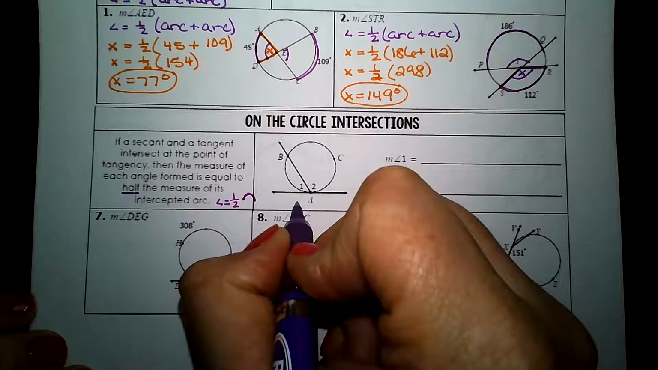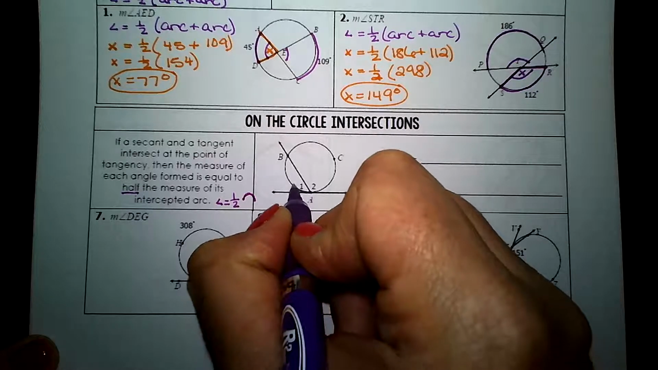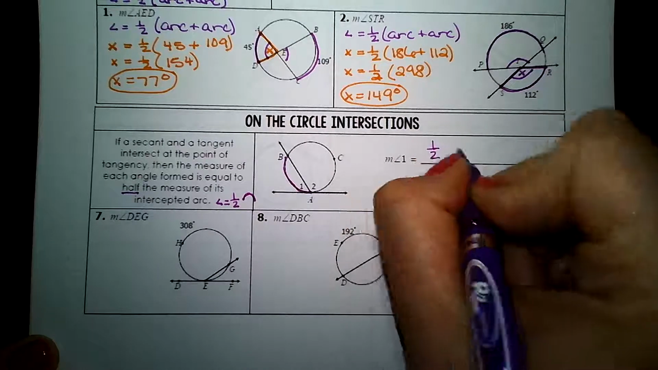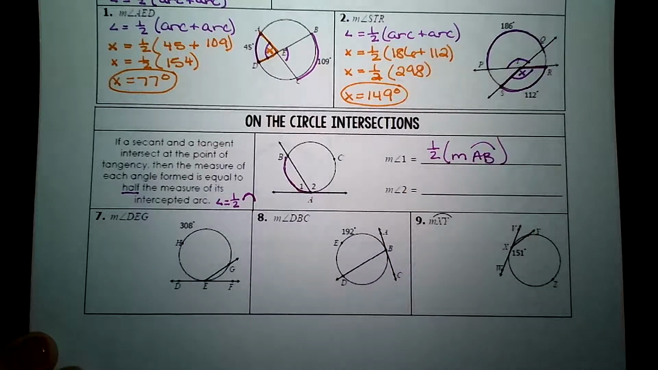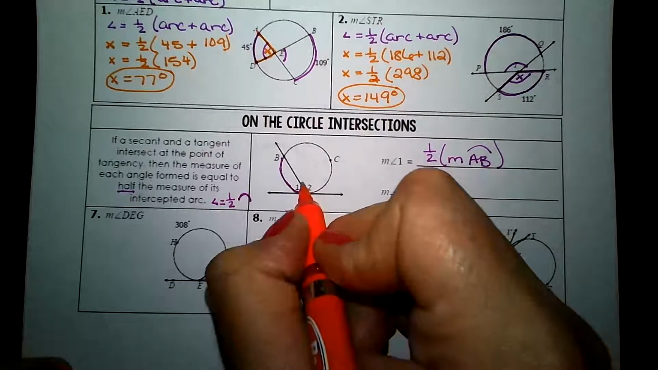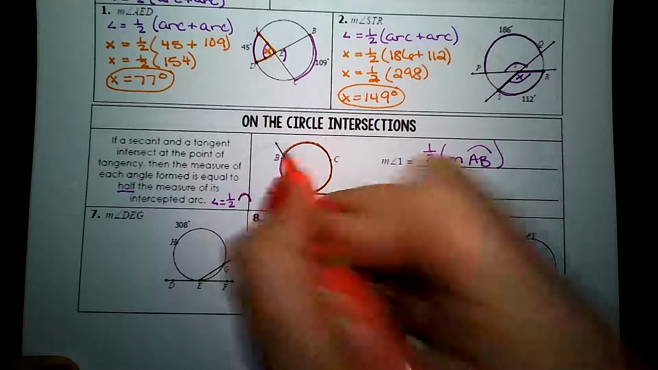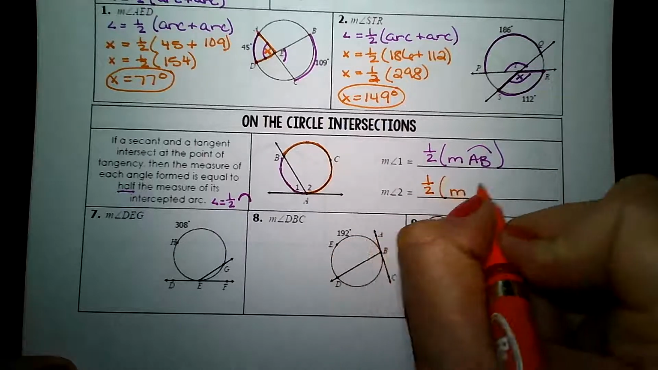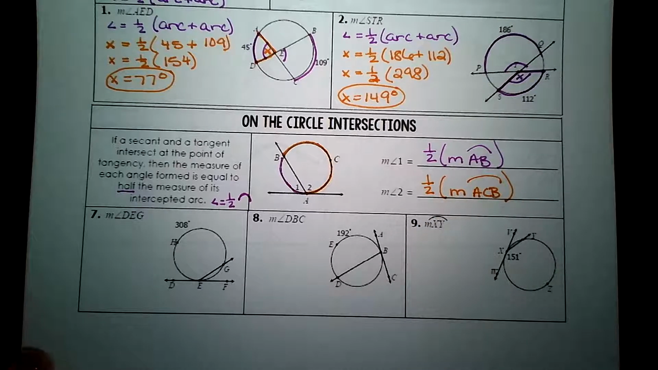Okay, so let's say I want to find angle 1. Angle 1 creates the arc from A to B. So angle 1 would be equal to 1/2 whatever the measured arc A to B is. Angle 2 is very different. Angle 2 creates arc ACB. It creates a major arc. So the angle is equal to half of its arc, and its arc is ACB. Bigger angle, bigger arc. Let's see how these work.